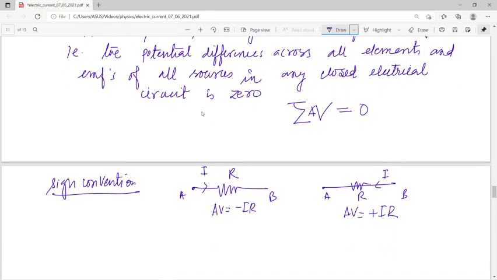And there is another rule that is already known to you. If this is positive and this is negative, this is a cell E. That means in a given circuit, when a source of EMF E, say a cell, is traveled from negative to positive terminal, the potential difference across the source may be taken as positive. That means this is negative and this is positive, and we are traveling in that direction, so that is taken as positive E. And if this is positive and negative, and we are moving in that direction, that is taken as negative E. That we already know.